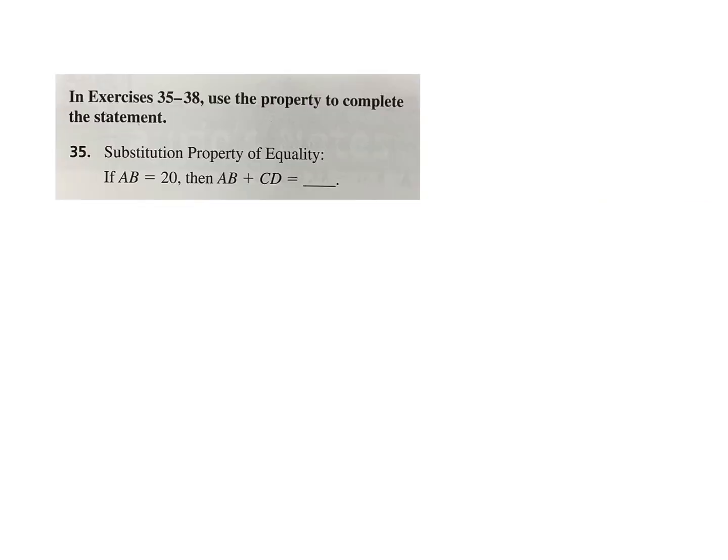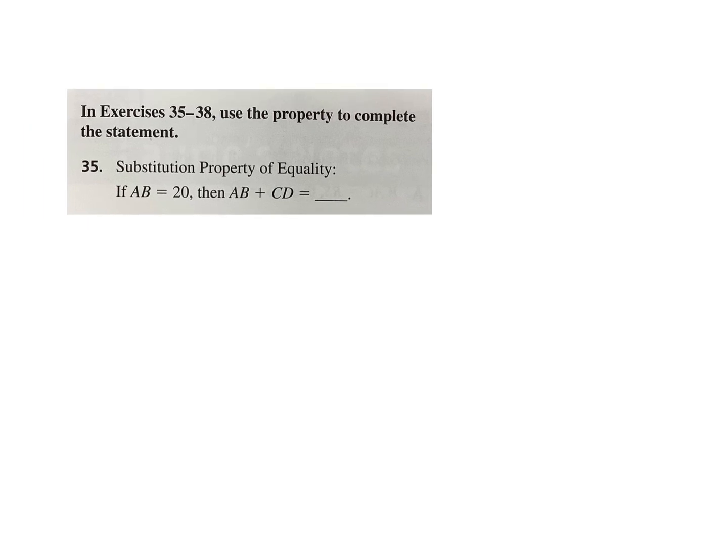35 is the property to complete the statement. We're using the substitution property here. So if AB is equal to 20, then AB plus CD is equal to, substitute what you know and write it down. Okay? So if we're substituting a value for AB, then AB plus CD is equal to 20 plus CD. There'll be a reason for doing that eventually. All right, that's substitution. Again, not transitive, that's substitution.